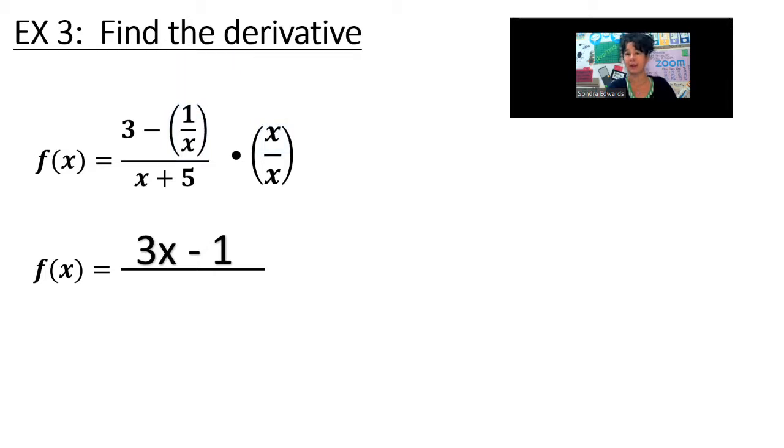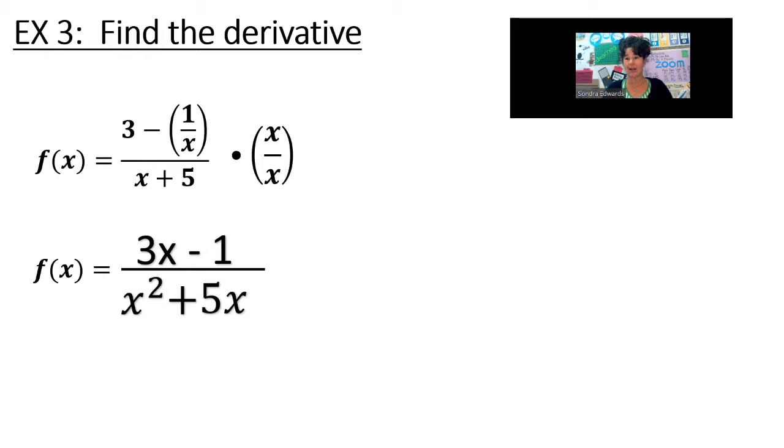We need to do the same thing in the denominator: x multiplied by x, that's x squared, and x multiplied by 5, that is 5x, and that looks a lot better. Okay, we haven't done any calculus, we just cleaned up the original. Okay, we have two things being divided, and they both have x's in them.